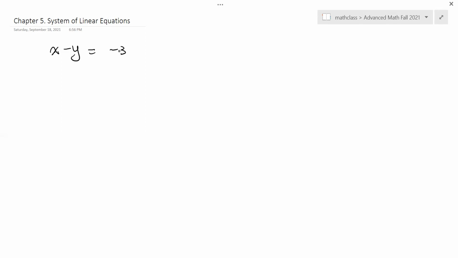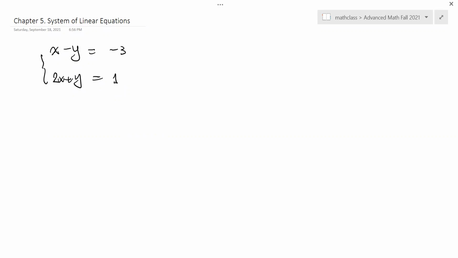You have lots of solutions here. For example, when x equals 1, you get a y value. When x equals 2, you get another y value. However, if x and y satisfy another equation, then more likely you can get unique values for x and y. So we try to find x and y satisfying these two equations.